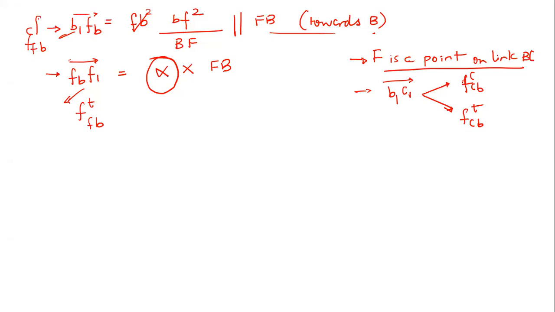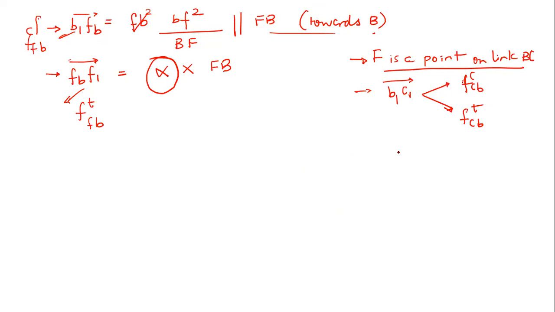Is it possible to calculate the value of this alpha? Why? See, F is just a point on link BC, and we know the B1C1 vector completely. So we know the centripetal component as well as the tangential component from the acceleration diagram. Since F is a point on link BC, the angular acceleration of this point F will be equal to the angular acceleration of link BC. So now we just have to figure out the angular acceleration of link BC.